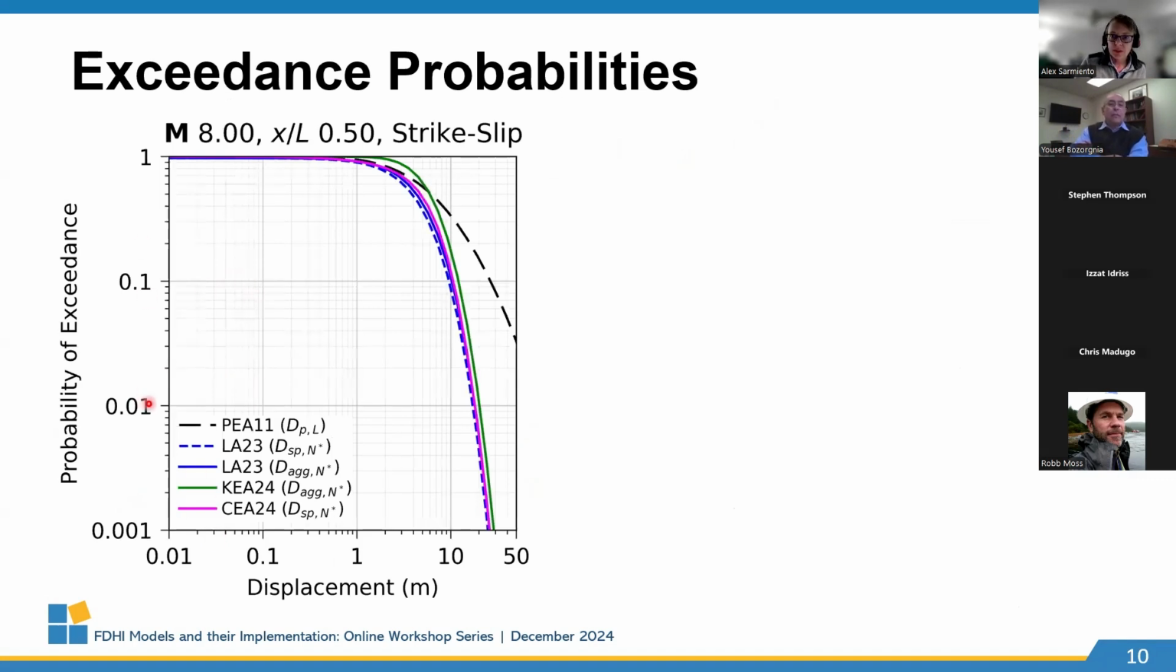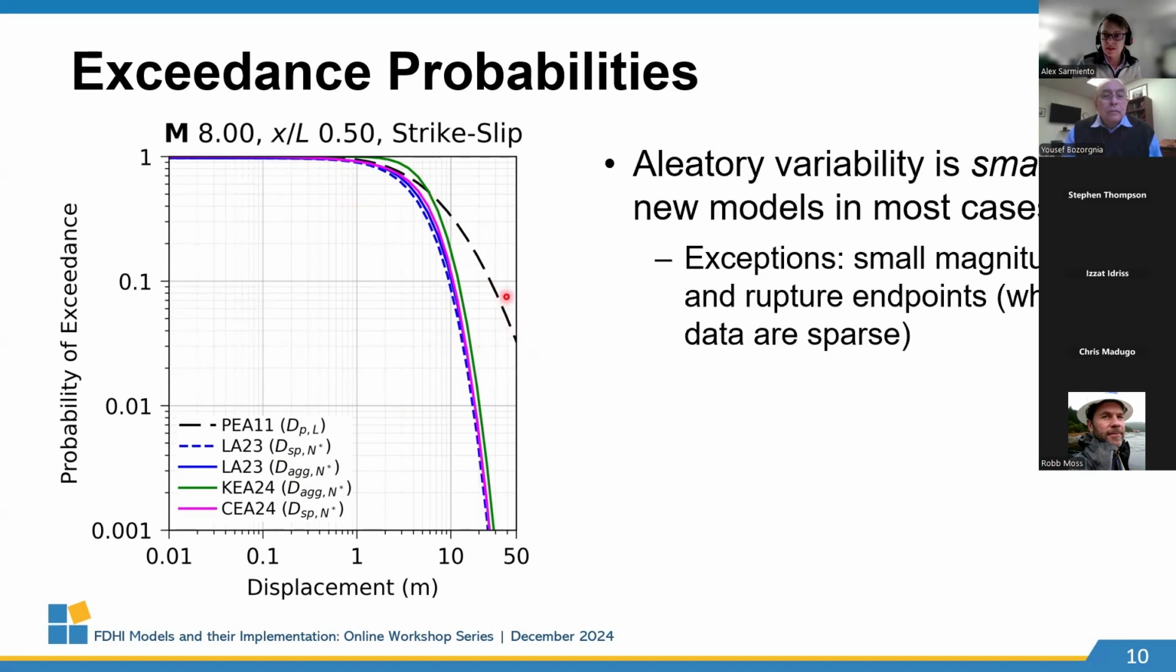This is a probability of exceedance curve for a specific scenario: a strike slip magnitude 8 at the rupture midpoint. The dashed line is the Petersen 2011 elliptical model, and the brighter colors are our new fault displacement models. You'll probably notice that they're clustered here in a much steeper curve, whereas the Petersen curve is quite a bit flatter out here. And this is a pattern that we see in a lot of the scenarios.